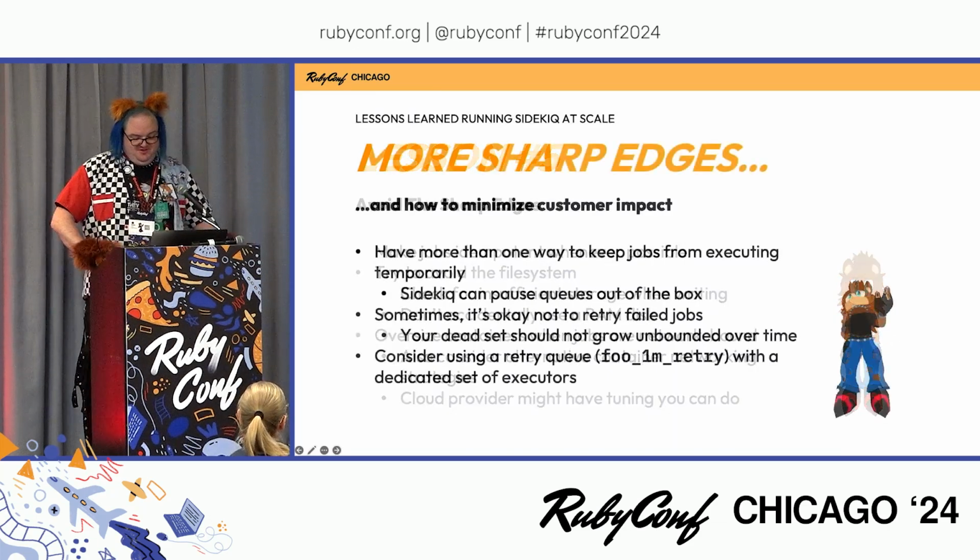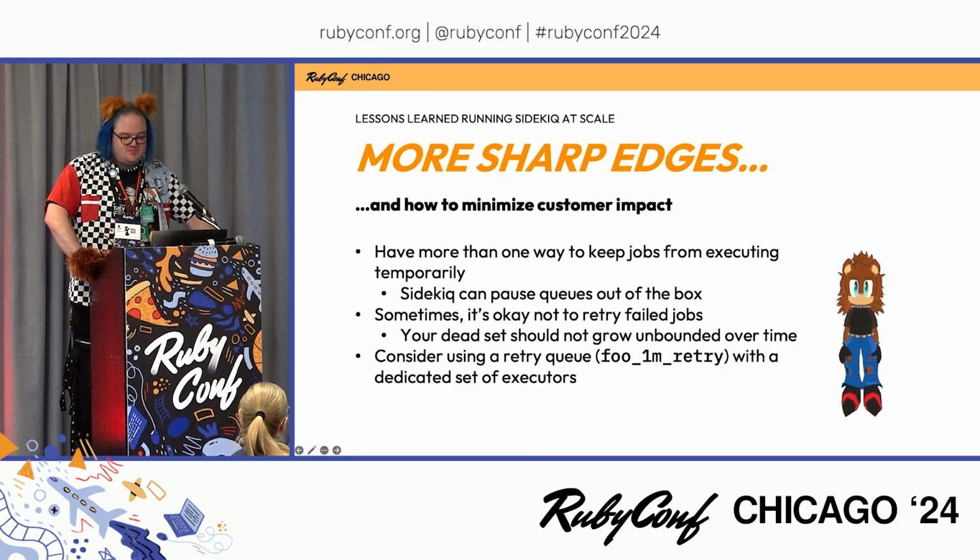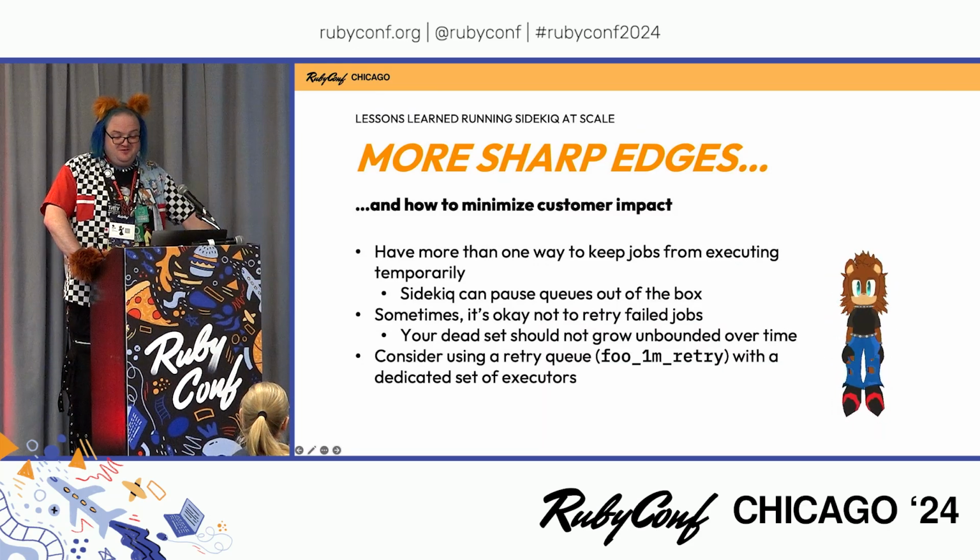There are also some more sharp edges, and really these are about how they create customer impact. I'm sure that no one here has ever pushed a code change out that is a job that then suddenly is failing or not performing correctly, and then, oops, I've got to roll this back immediately. No one's ever done that. So I have.